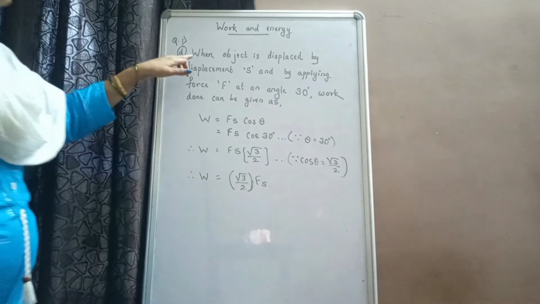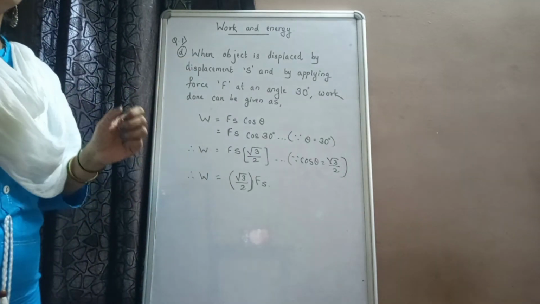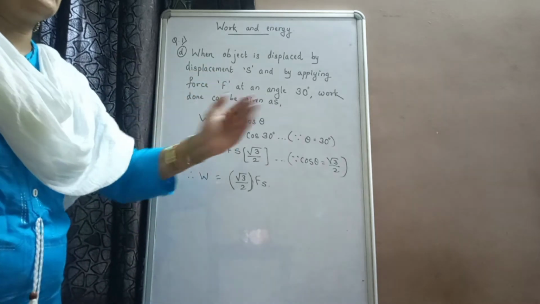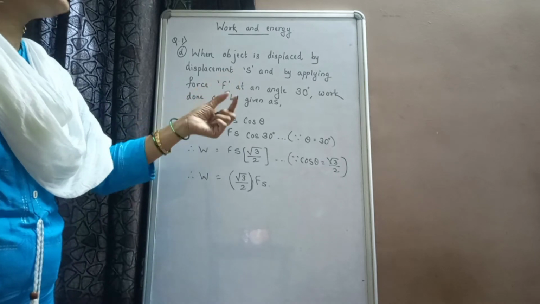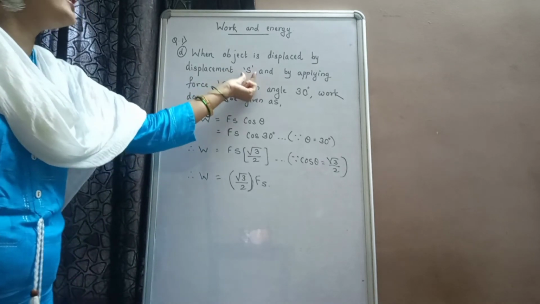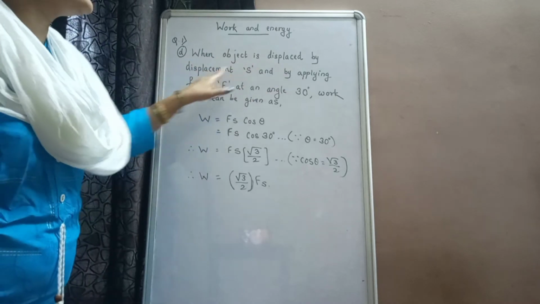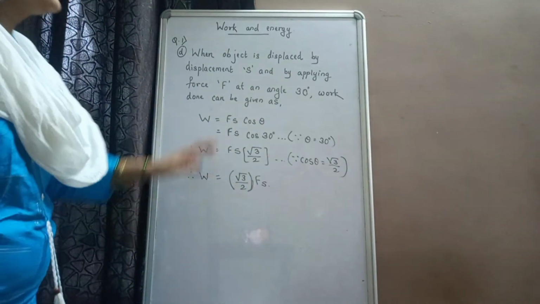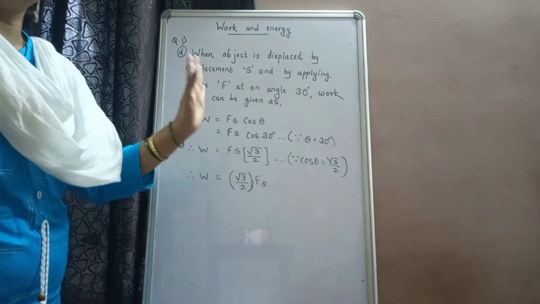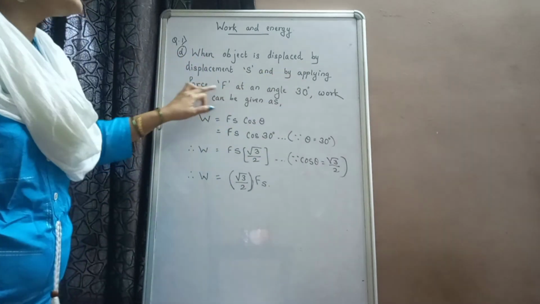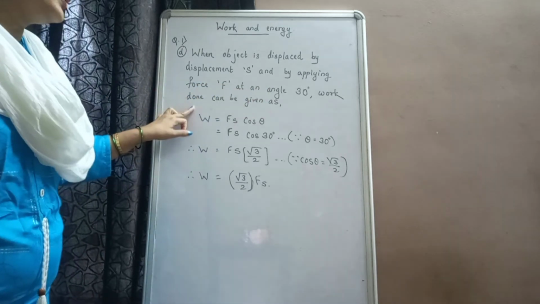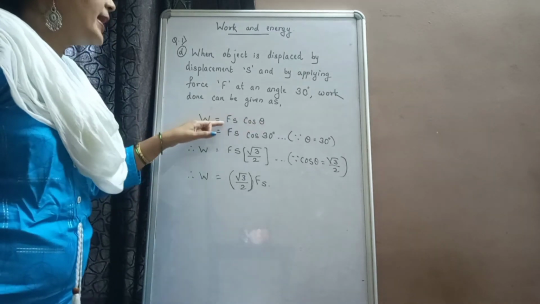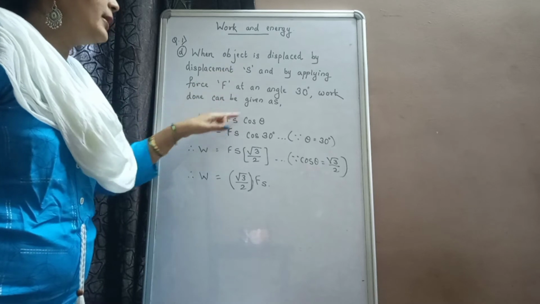Now, object is displaced means what? The object has changed its position. That change, that distance, is taken as S, displacement be S. When I am going to pick something, I am applying some force. So here also, when it is displaced at angle 30 degree by applying force F, work done will be, we have the formula W is equal to Fs cos theta. F is force, S is the displacement, cos theta.